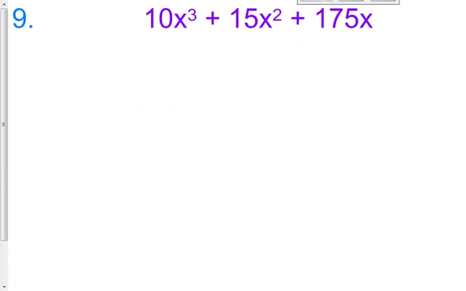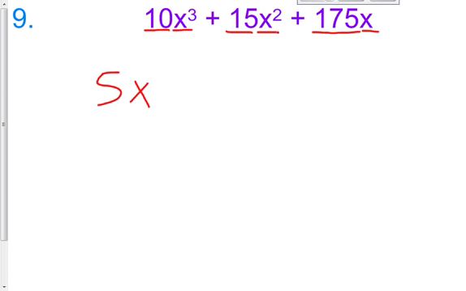Let's do this last one, and then I'll call it quits for this video because evidently I'm getting crazy. So we have 10x cubed plus 15x squared plus 175x. If you look at this one, the very first thing you should think of is, can I take out a greatest common factor? Is there a factor that is common between 10, 15, and 175? Hopefully you say 5 can be taken out of all 3 of those. And 5 can be taken out of all 3 of those terms, yes, but that's not the greatest common factor, because you could also take out an x out of all 3 of these. So 5x is our greatest common factor.